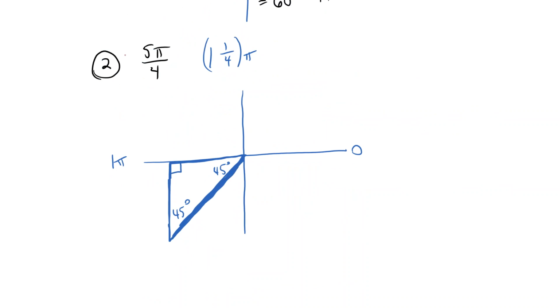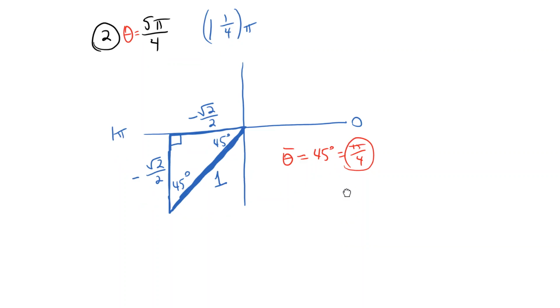So if we call 5 pi over 4 theta, then theta bar is 45 degrees, or pi over 4. Okay? Either one of those would be fine. That's our reference angle measured to the x-axis from our terminal side. Now the side lengths, if we assume a hypotenuse of 1, then the sides of a 45, 45, 90 would both be the square root of 2 over 2. The horizontal goes to the left, so it's negative, and the vertical goes down, so it's also negative. Okay? Let's do a couple more.